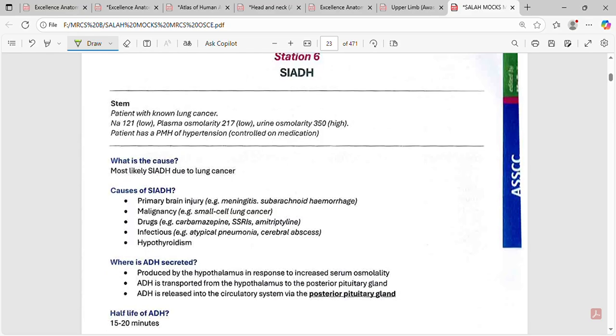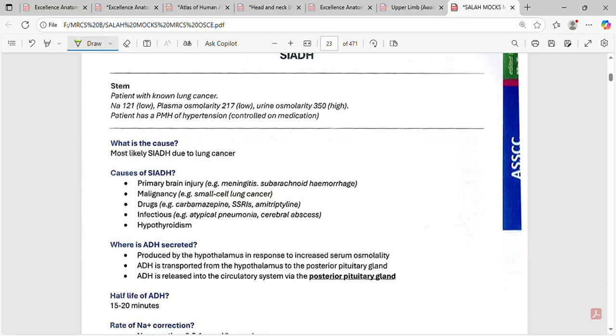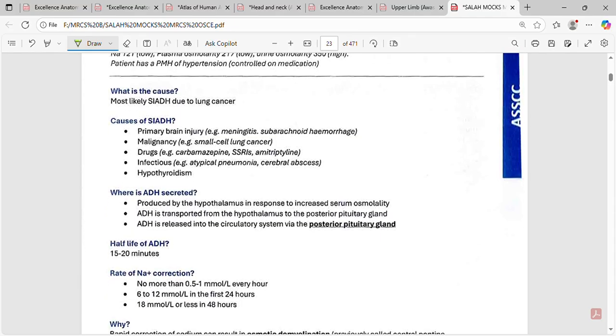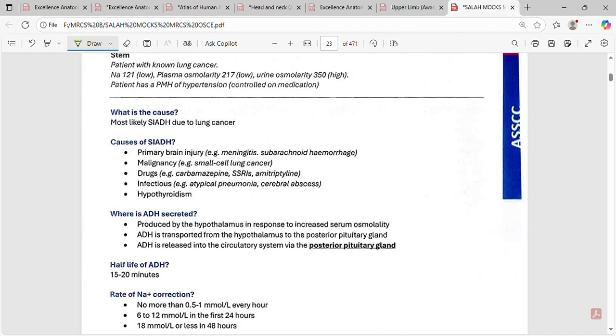So what is the cause? Most likely syndrome of inappropriate ADH secretion due to lung cancer. So you should know the causes of SIADH. Primary brain injury, for example meningitis, subarachnoid hemorrhage, can also cause SIADH secretion. Malignancy. The most common thing which can happen after subarachnoid hemorrhage is SIADH secretion.